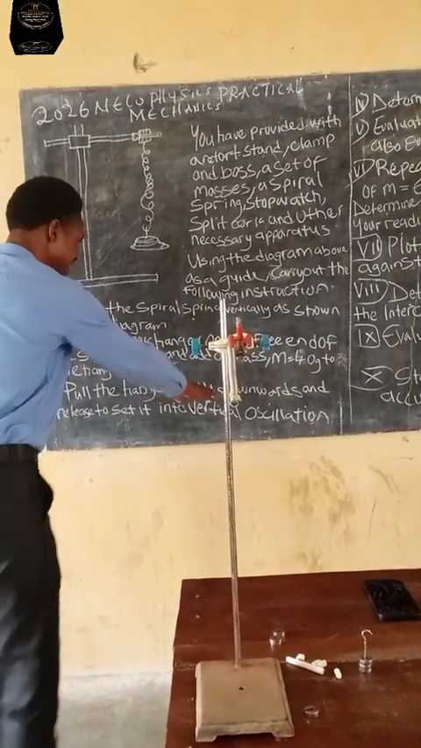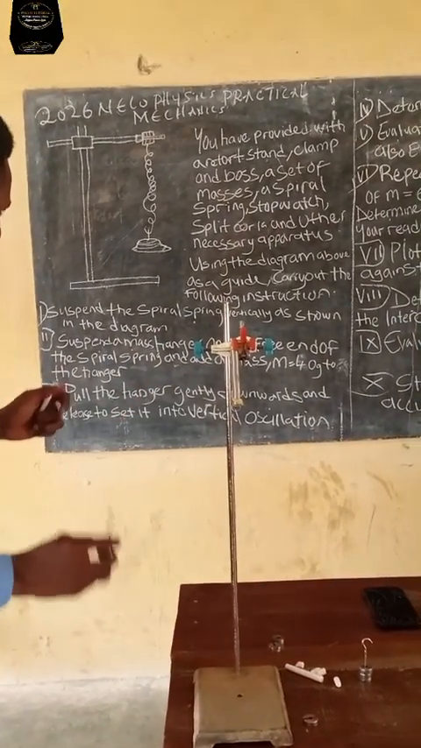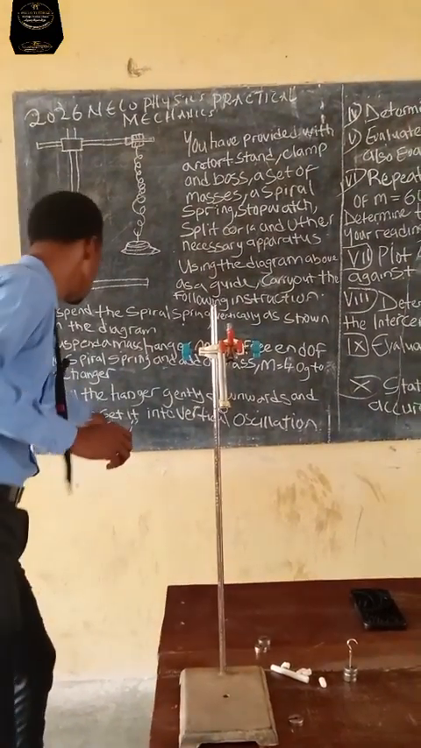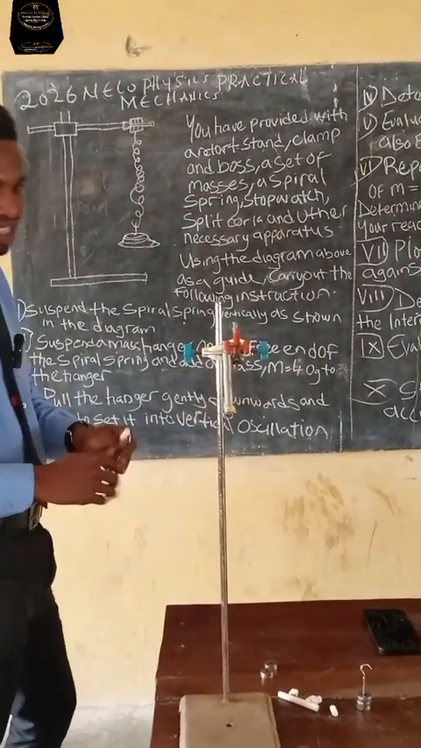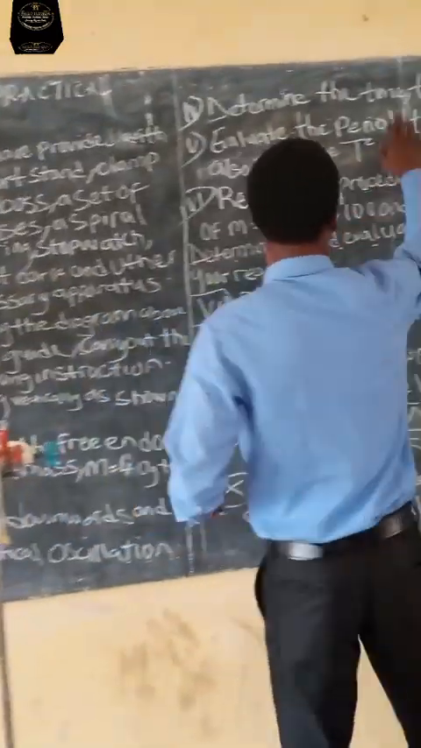Now pull the hanger gently. So when you place it, you pull it gently, not forcefully. Now release to set into vertical oscillation. Vertical, that is up and down, not horizontally. Now we have to determine the value of T.